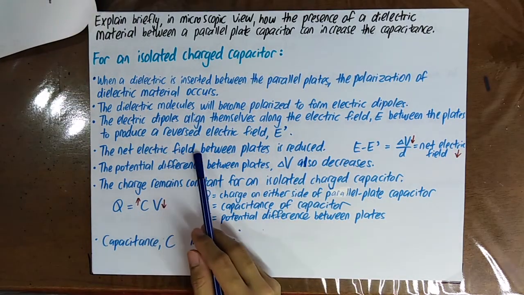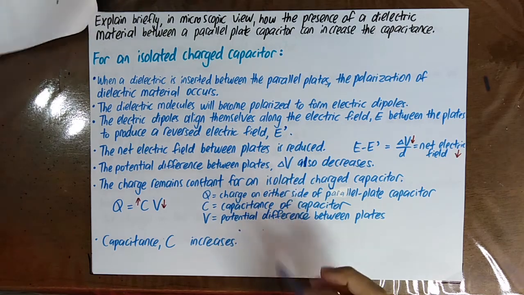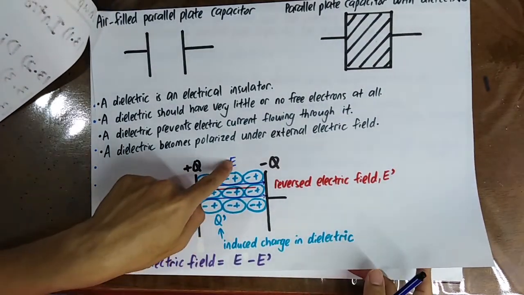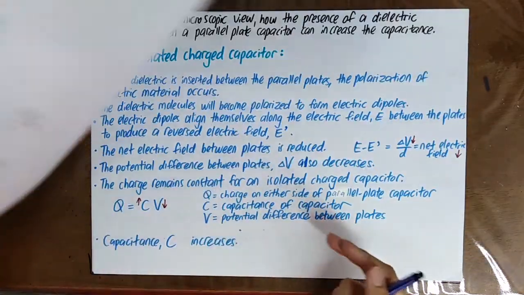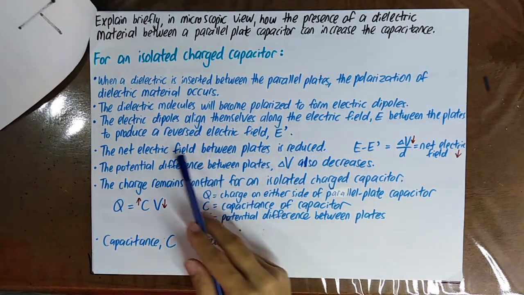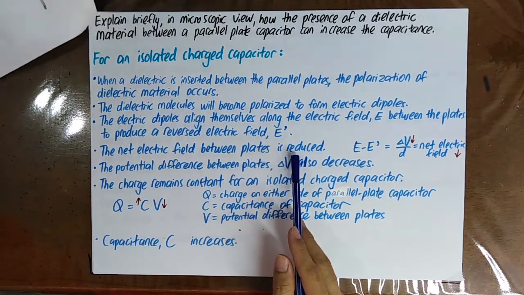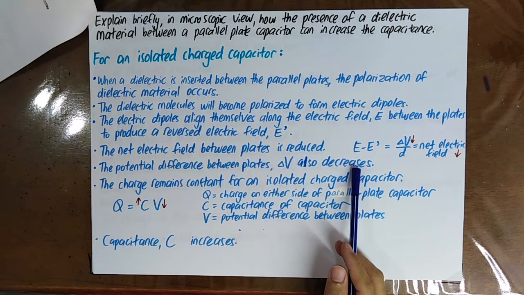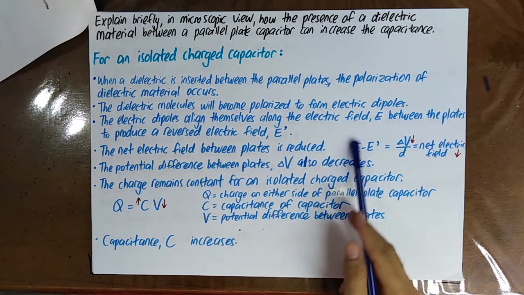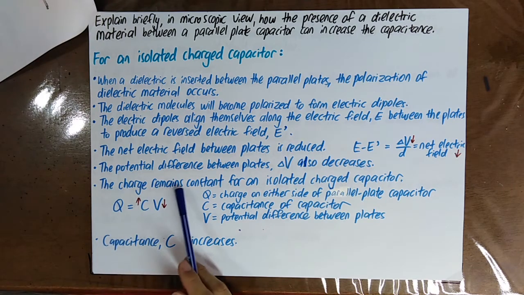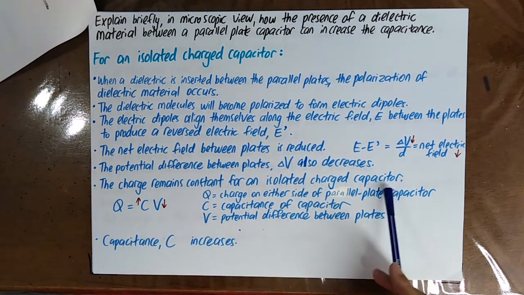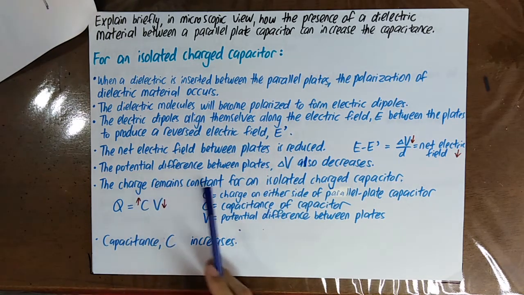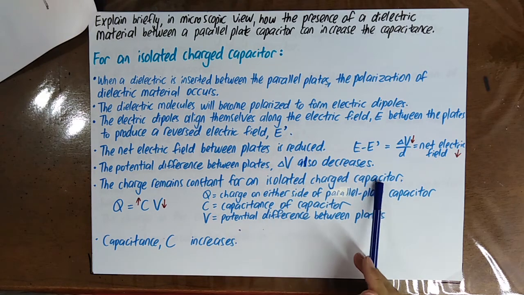Then the net electric field between the plates is reduced. This is the net electric field, which is this minus this. And then you know that when the net electric field is reduced, the potential difference between the plates is also reduced. Okay, by using this formula. The charge remains constant for an isolated charge capacitor. Okay, you only use the principle of charge conservation for an isolated capacitor.